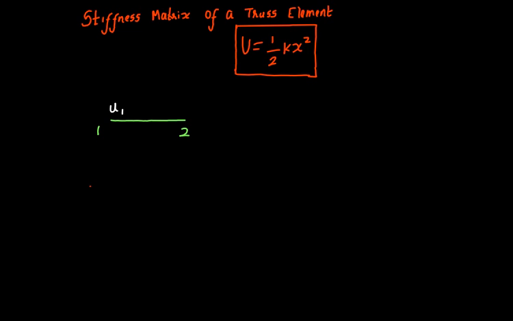The displacement along the x direction is u1, and the displacement of the nodal point 2 along the x direction is u2. Now I can define the actual deformation of the bar as u2 minus u1 or u1 minus u2, in whatever way you want to mention it. So that is the actual deformation of this bar.